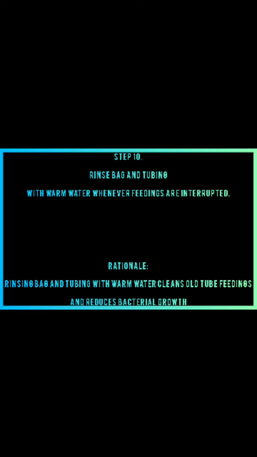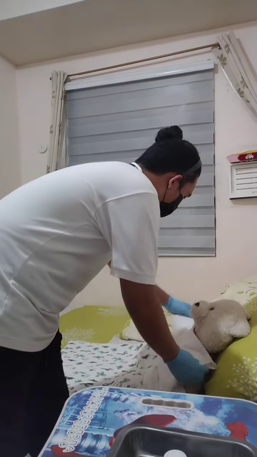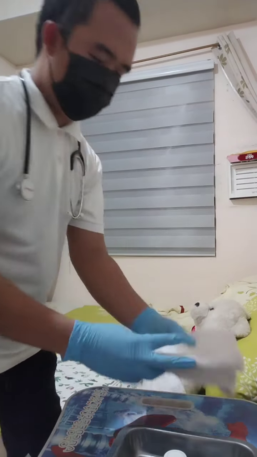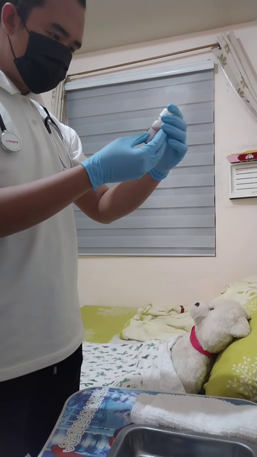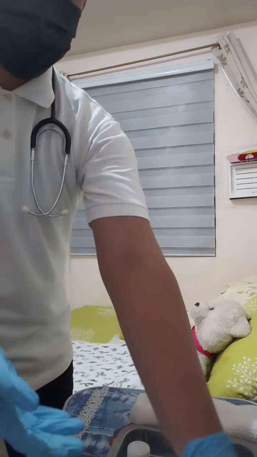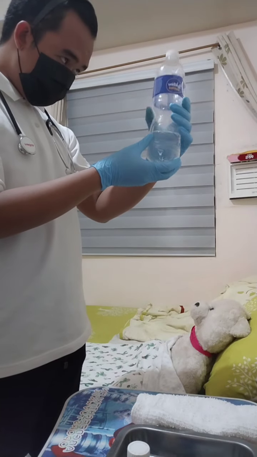Step number 10. Rinse the bag and tubing with warm water whenever feedings are interrupted. Rinsing the bag and tubing with warm water clears old tube feedings and reduces bacterial growth. Next, measure the amount of aspirate residual every 4 hours. This evaluates tolerance of tube feeding.